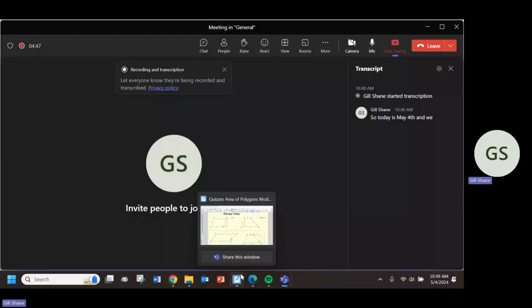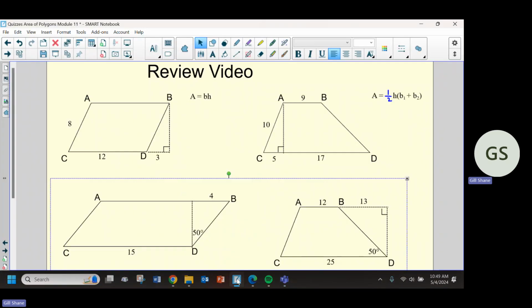So today is May 4th, and we took the area of polygons quiz last week, and all I put on there were a parallelogram and a trapezoid, the two polygons that you have the formula for on the reference sheet. I didn't put anything on there where you had to memorize the area formula. And as you can probably guess, if I'm already doing a review video, the grades have not been very good.